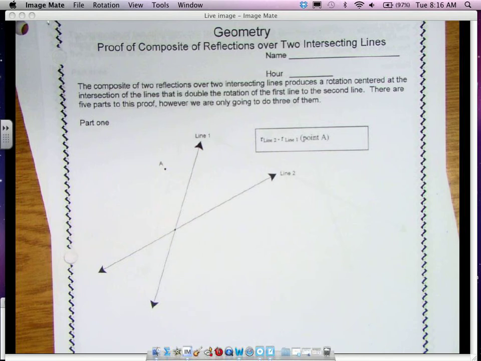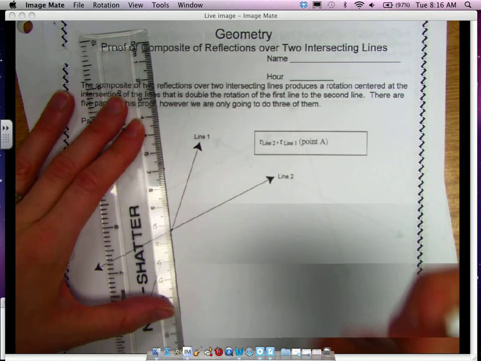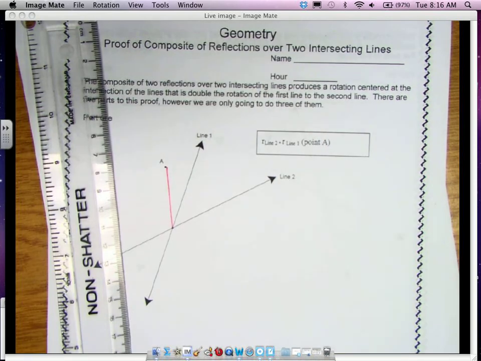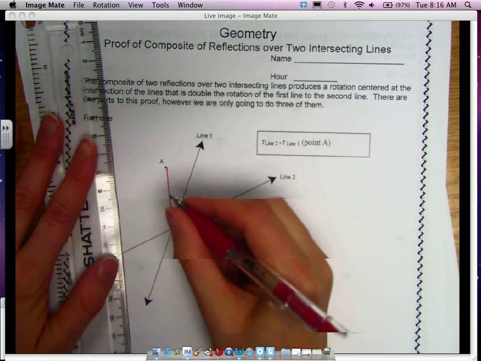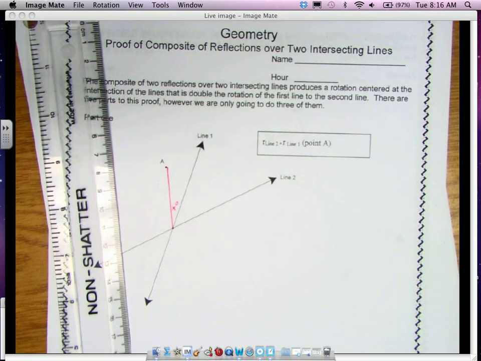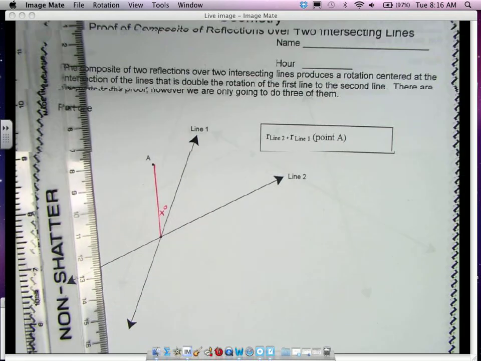First we're going to reflect it over line 1, then we'll reflect it over line 2. But when we do a rotation, it has to do with angles. So the first thing I'm going to do is draw a line from A to my center. And I'm going to call the angle between that red line I just drew and line 1 X degrees. Now can you guys see this? It looks a little fuzzy. Zoom in a little bit more.